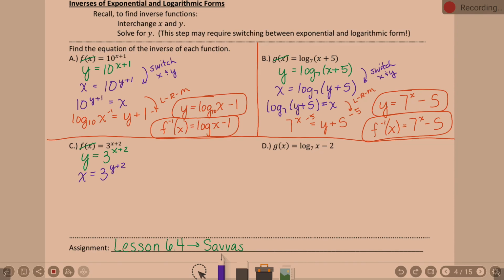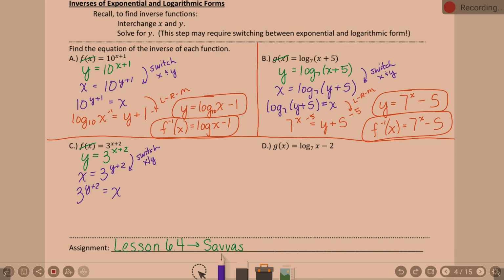Now, with that in mind, we need to solve for y. Can I solve for y right now? No. No, because y is in my exponent. So, what do we need to do? Okay, I'm going to flip it so I'm set up to do left, right, middle. So 3 to the y plus 2 equals x. And again, this was my switch x and y step, right?